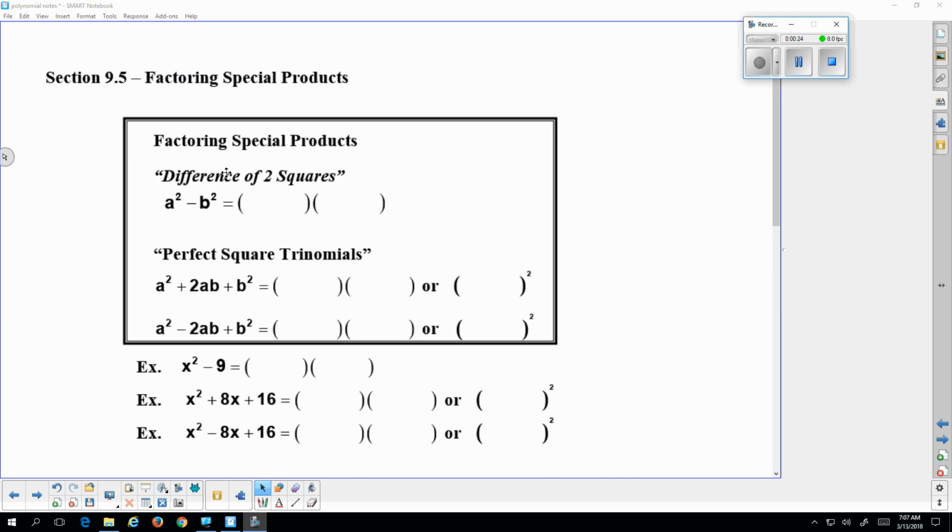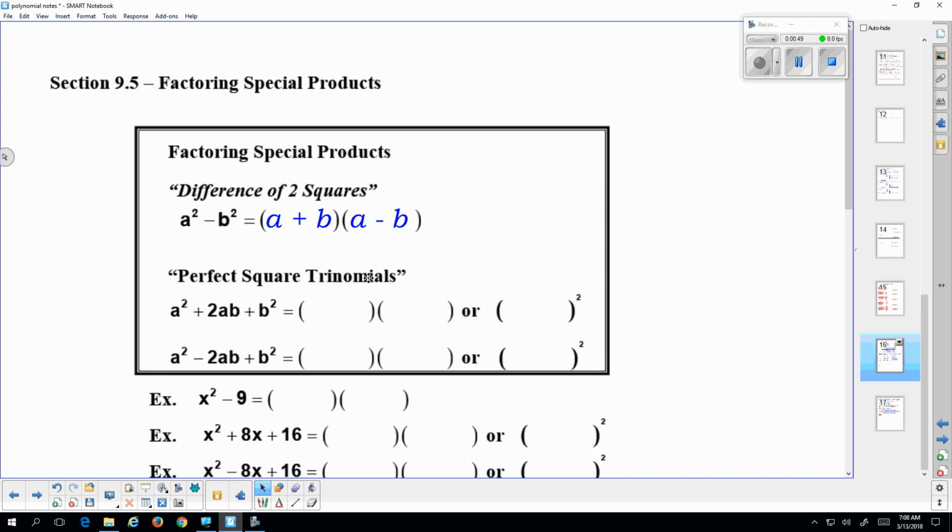So we have two different special types of products. We have the difference of two squares, which is exactly like what it sounds like. It's a difference because it's a subtraction problem. And then you have two perfect squares. So to factor a difference of two squares, basically if you have a squared minus b squared, when you factor it, it's (a plus b)(a minus b). Okay.